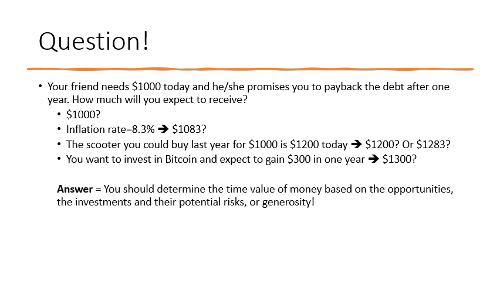The answer is that there's no correct and exact answer, because you have to determine the time value of money based on the available opportunities that you have, the type of investment that you can make, and the type of risks that you can take, or maybe you just want to be generous. So the price increase and the value of $1,000 after 1 year can fluctuate based on your opinion and your decision.